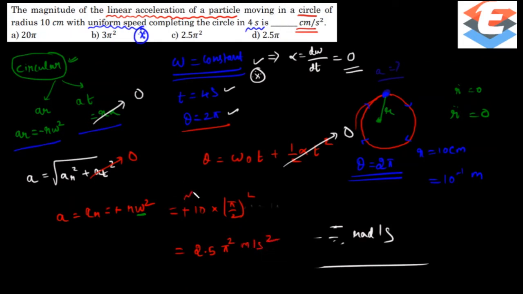Why am I making minus as plus? Because they are asking only for magnitude. So 2.5 pi square, which is option C. Right, let us start the next question.